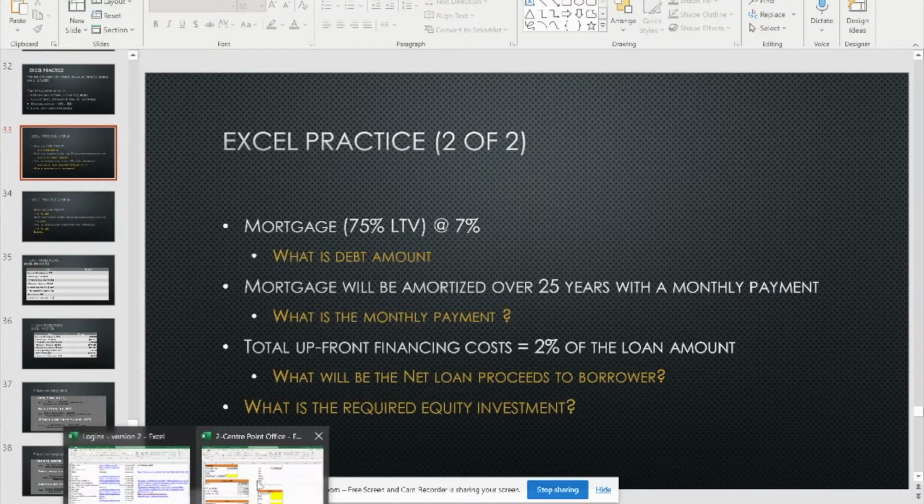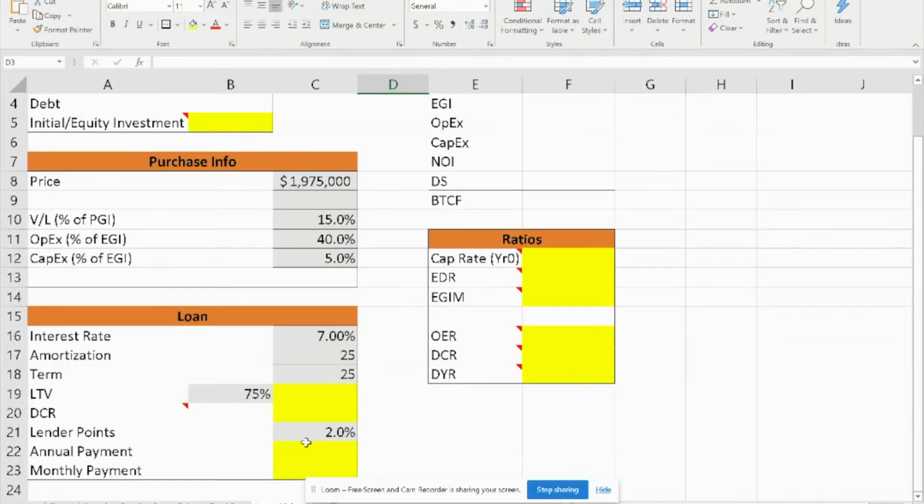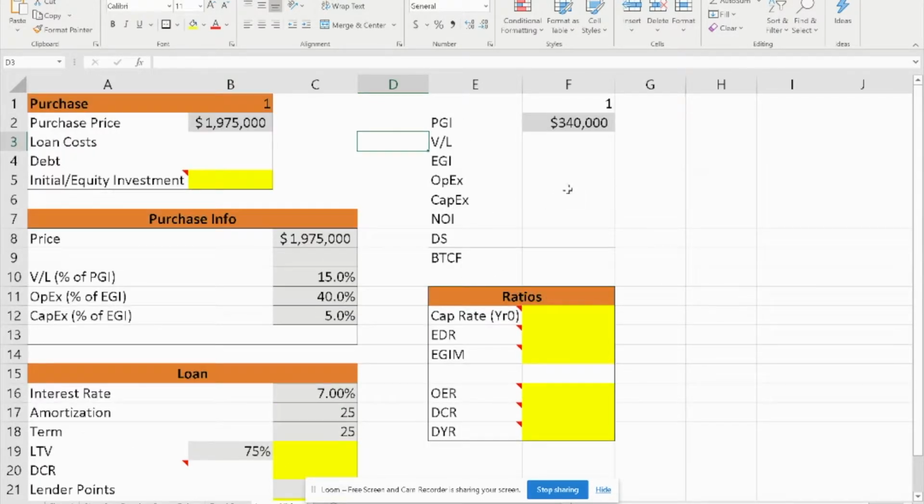What I've done is I've pre-created a basic Excel spreadsheet, which includes the information that's been given to us: the purchase price, the vacancy loss, OPEX, CAPEX percentages. What I would advise you to do is to create these boxes so you can keep your information together and highlight the items that have been given to you. For example, the interest rate, amortization period, LTV, lender points, and then you're going to be expected to calculate the missing information. Just to begin, I'll start with the cash flow for year one.